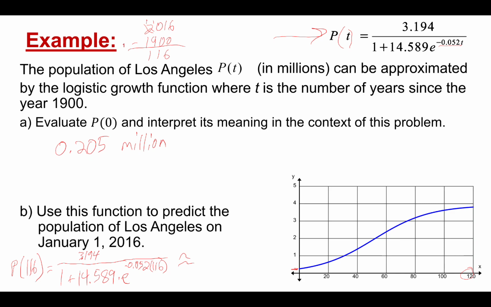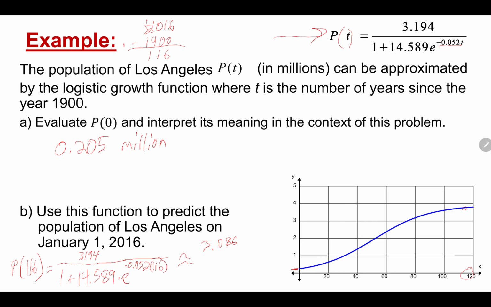I'll check and make sure I did that right. Let me tell you what I got. I got 3.086. So that's what I got. Does it make sense? Well, yeah. I mean, clearly I'm not up at 116. I'm not up at the 4. I am maybe farther up than I thought I would be.